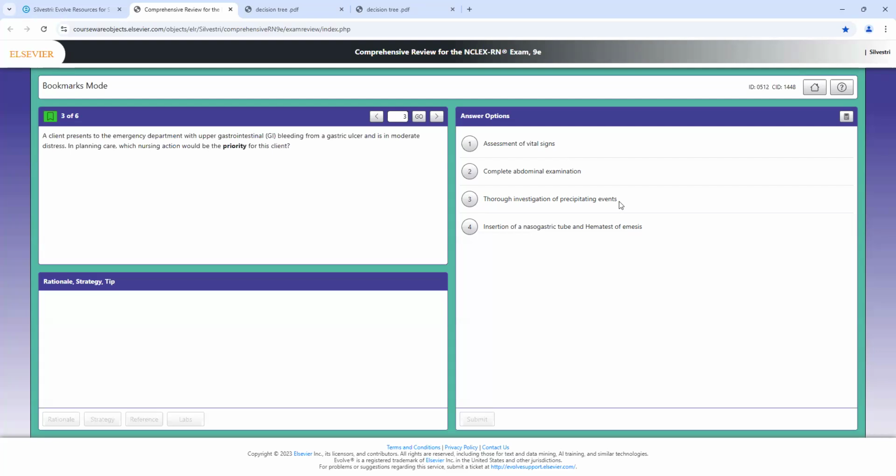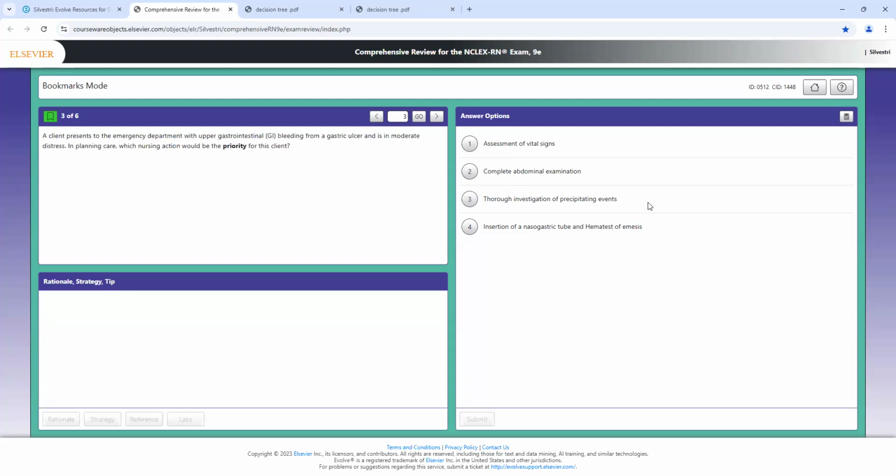What's the rationale behind each answer choice? Okay. Assessment of vital signs. If I know this gentleman has a GI bleed and I get their vital signs, what is that going to tell me? If their blood pressure is low and their heart rate is up, they've got a pretty bad bleed, right? That would be some good assessment data for us to know. Complete abdominal exam. Well, if we complete the abdominal exam, their abdominal exam may be normal. Now, if it was board-like, right, that would be a red flag, but they could be completely normal. So we wouldn't necessarily want to do that above assessment of vital signs.